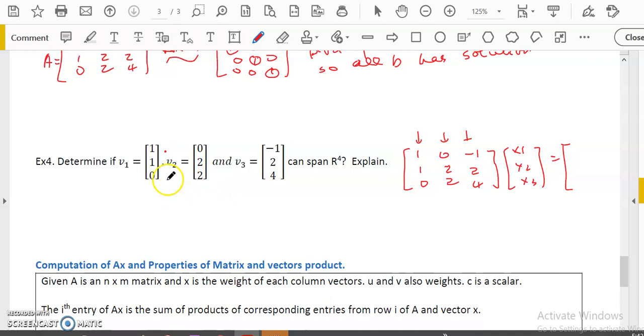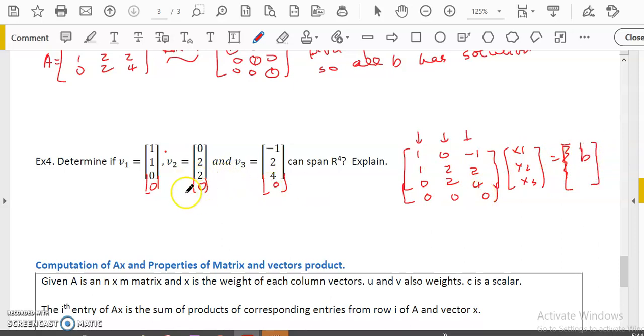I think there is a typo here. I am going to just say R3, because it would not span R4, right? Because these are just 3 columns. So let's make this 0. Just make it 0, 0. But this is 3 columns, so it's x1, x2, x3. So this would be a b, right? So we would be asking if there is a solution for every single one.